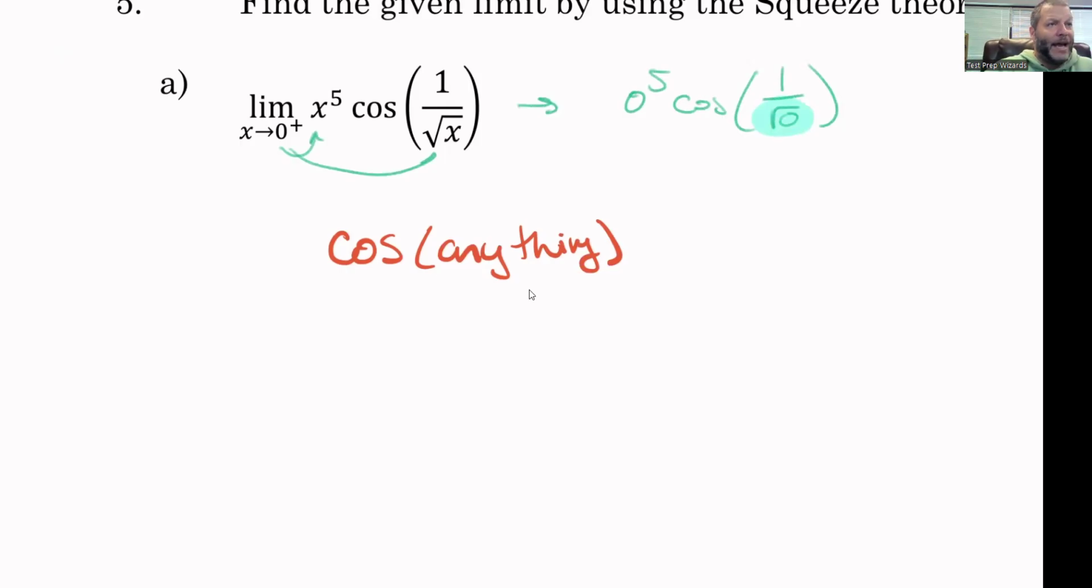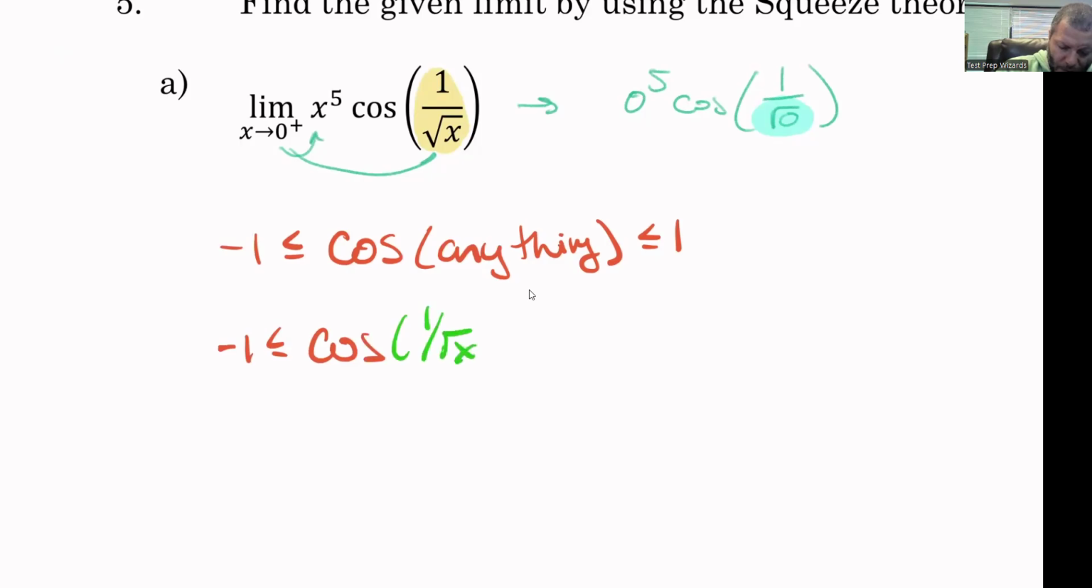So we know the cosine of anything is always going to be bound between positive and negative 1. That's almost always the starting spot for these trig squeeze theorem questions. So 1 over the square root of x counts as an anything. So we could say that negative 1 is less than or equal to cosine of 1 over the square root of x, which is still less than or equal to 1. Right, so we're kind of building up this part here. I've taken care of that.